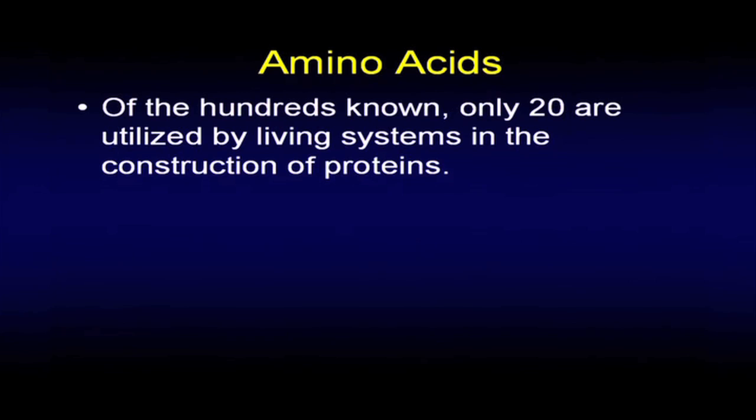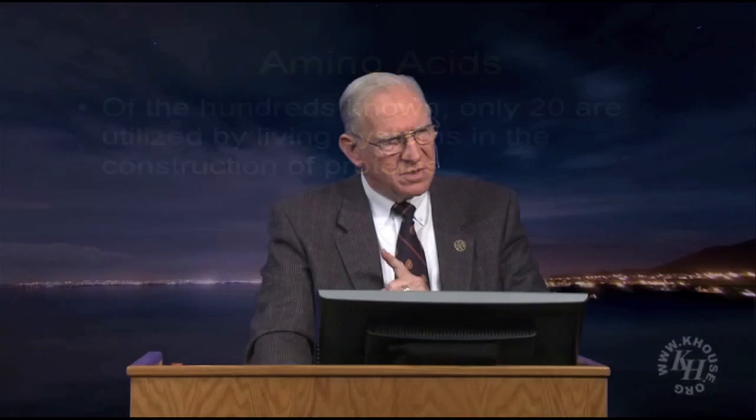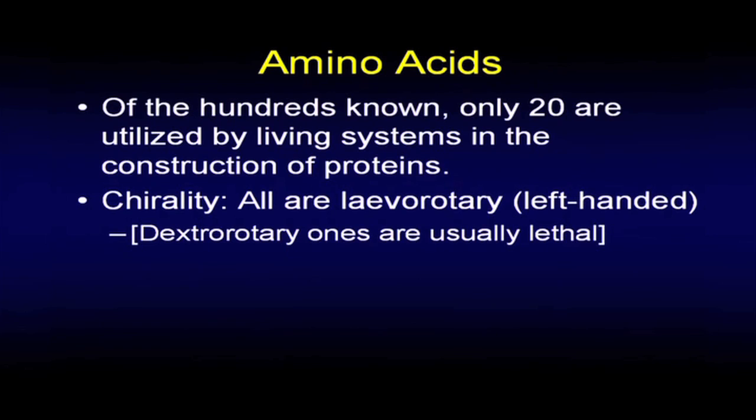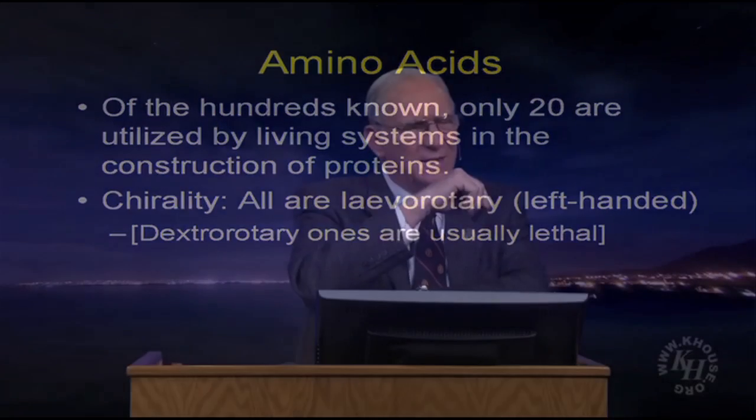Amino acids. There are hundreds of different kinds that are known, but only 20 are used by living systems, and they're used to construct the proteins that make us up. It's interesting, when you put one of these molecules together, you can put it together 2 ways. You can build a molecule and you can make its mirror image. It turns out that all living things are left-handed. Right-handed equivalents are poisonous to the left-handed ones. All life uses left-handed chirality. The chirality is always left-handed.